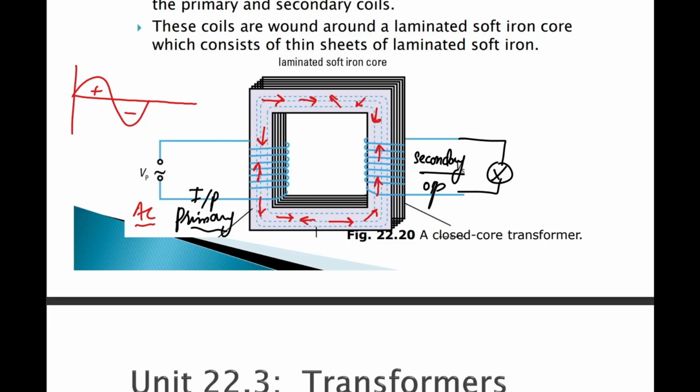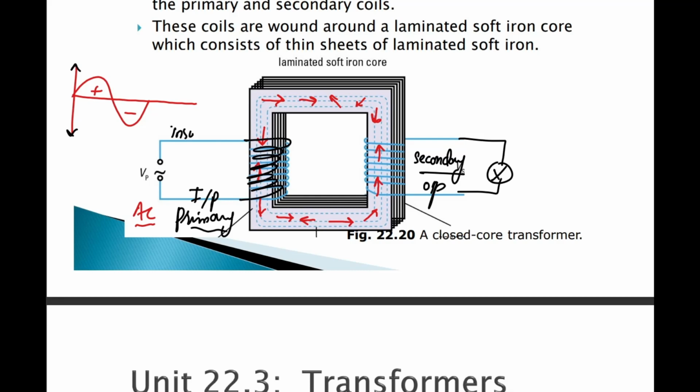So we are applying an AC current or AC voltage on the primary side. So this is the input of my transformer. So why are we supplying an AC current? We'll get to that later. But first we need to understand what's happening if the current is applied to the coil. The coil that we have wound around the core is not physically touching this iron core. They are insulated.